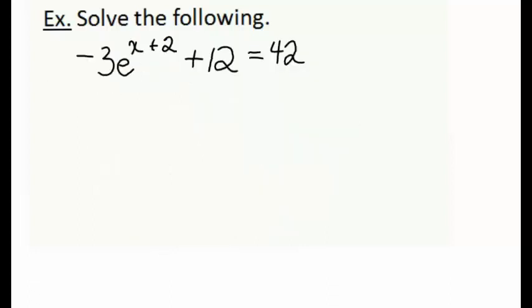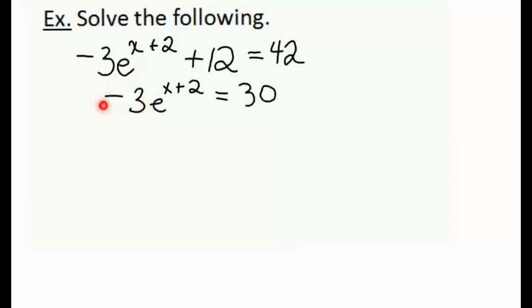In our last example, we want to solve the following equation. Negative 3 times e to the x plus 2, plus 12 equals 42. Our first step is to try to get this exponential expression all by itself. So right now we have this minus 3 and this plus 12 that are in the way, and I need to remove those before I can apply the natural logarithm to get rid of the base of e. So let's begin by subtracting 12 from both sides. This is going to leave us with negative 3 e to the x plus 2 is equal to 30.